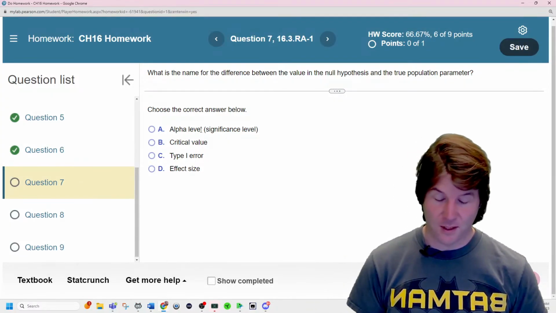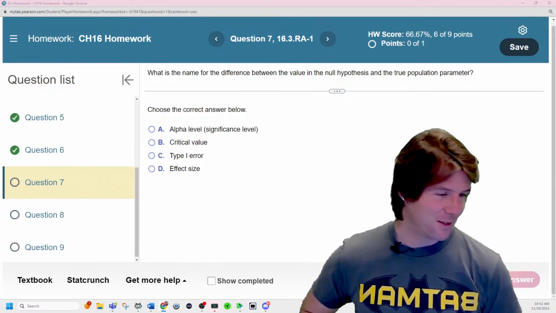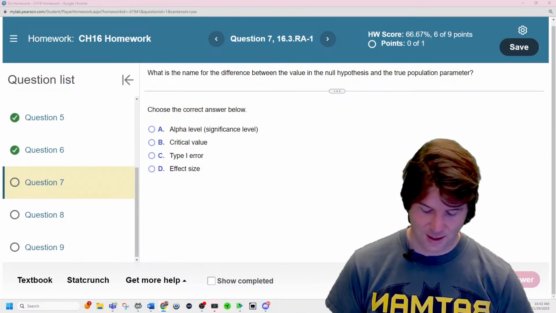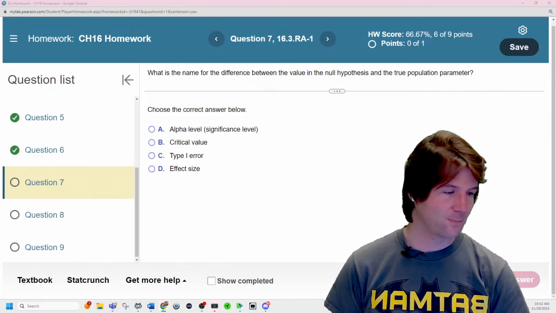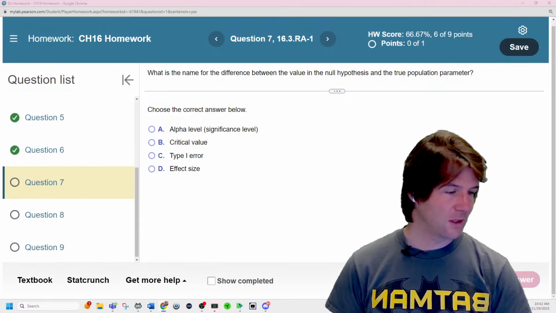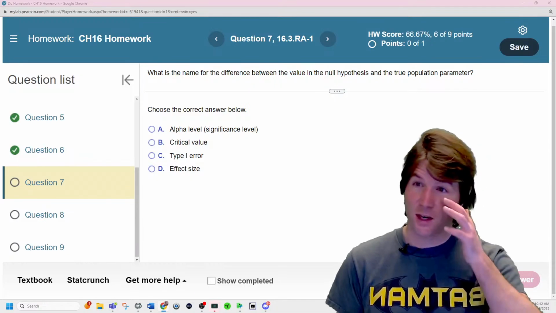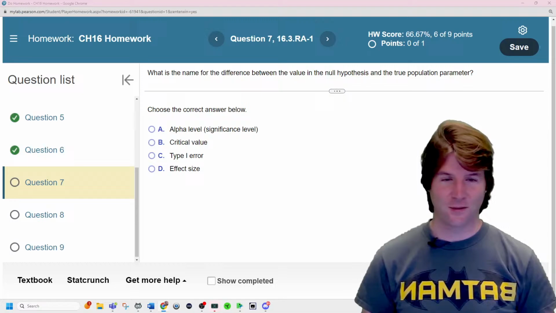What is the name of the difference between the value in the null and the population parameter? Now, you might know this, or you might not. I did mention it today, but I didn't tell you because it's a bigger topic for the moment. So this is effect size. I won't say it in the chat yet. Someone's probably going to say it in a half second. But this is what is called effect size.